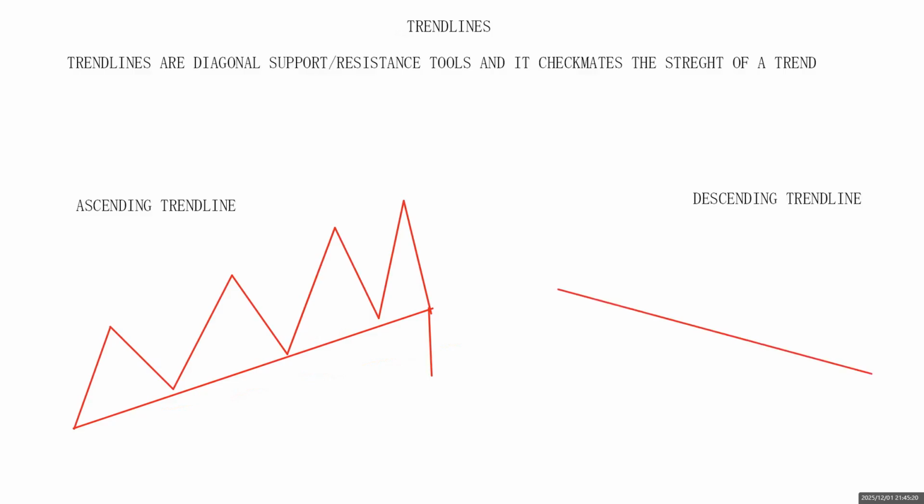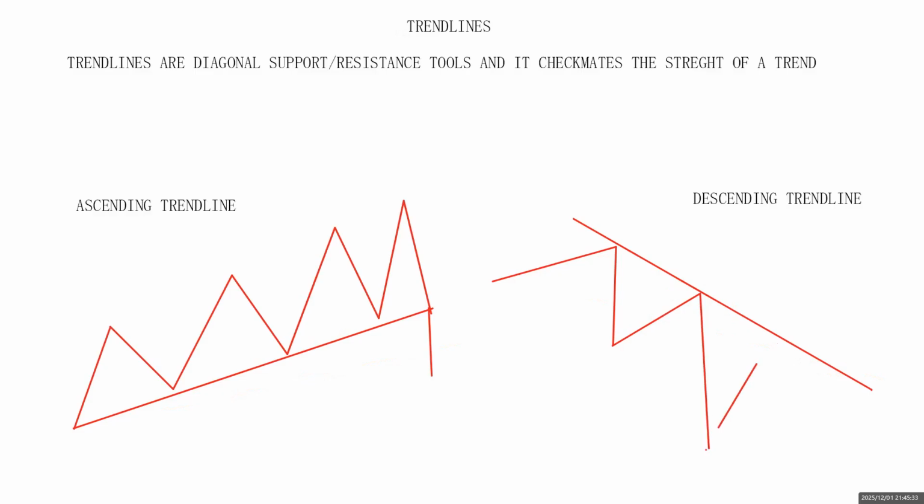What about the descending trend line? The descending trend line checkmates the strength of bearish movement. Okay, for example, this is this, this is this. So now a descending trend line, right, it checkmates the strength of a descending trend.